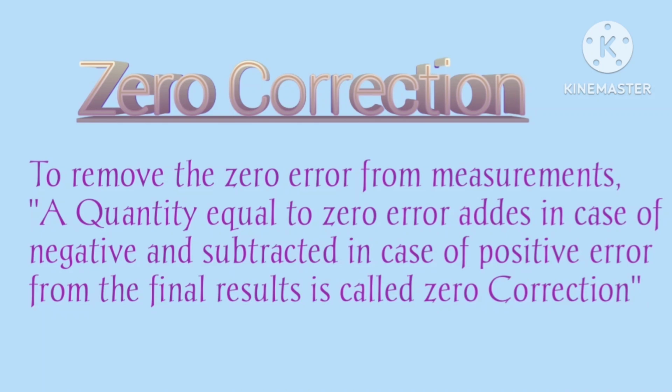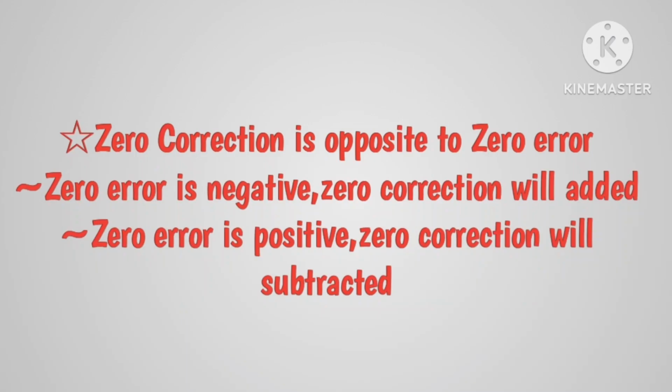To remove the zero error from measurement, we use a term, zero correction. A quantity equal to zero error, added in case of negative and subtracted in case of positive zero error from the final result, is called zero correction. Meaning that if the error is negative, then we add the value of zero correction, and if the error is positive, then we subtract the value from the final result. Basically, zero correction is the negative of zero error, meaning these are opposite to each other.